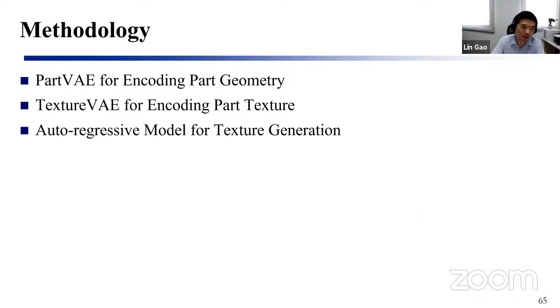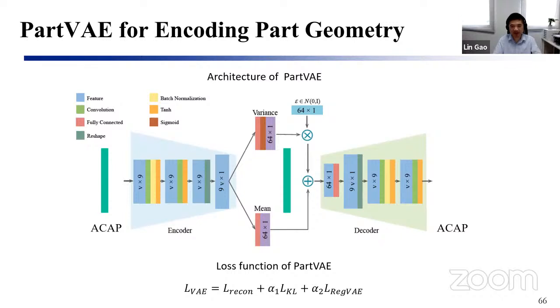So here let's review the technique. For the geometry details, this is the same as in the part VAE. We could use the same technique as the part VAE to encode the geometry detail of the input shapes.